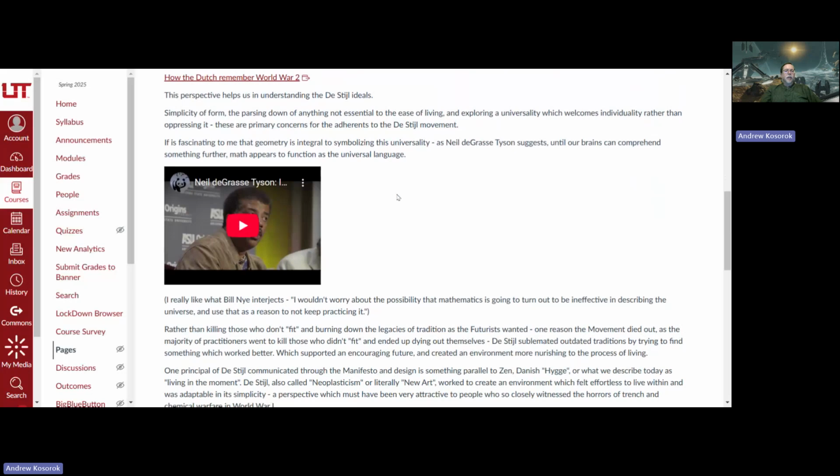One of the things he talks about is that math and geometry seem to fall into place as universal languages. And I like this because this is one of the underpinnings of the expression of the De Stijl movement, where people use geometry to express or to provide a visual vocabulary to connect with human beings. Right?